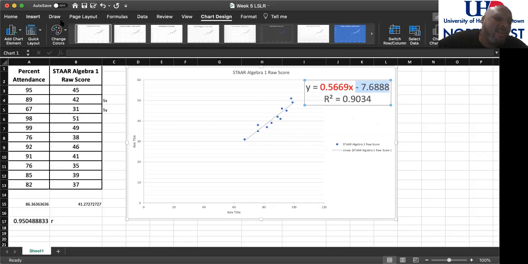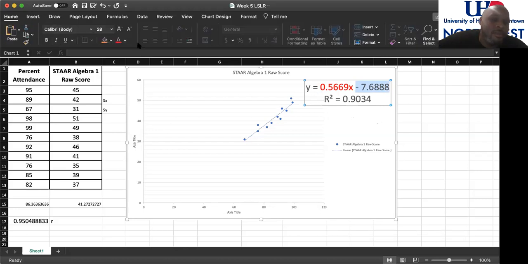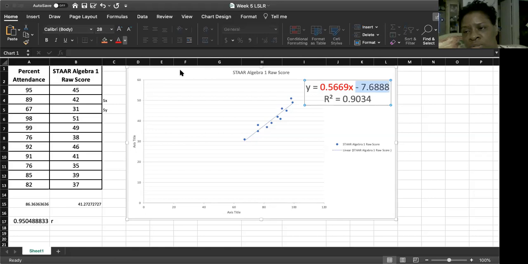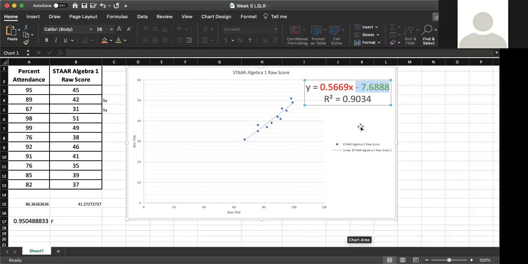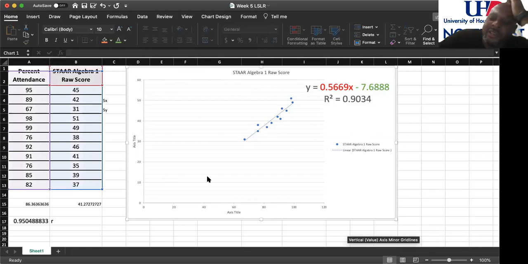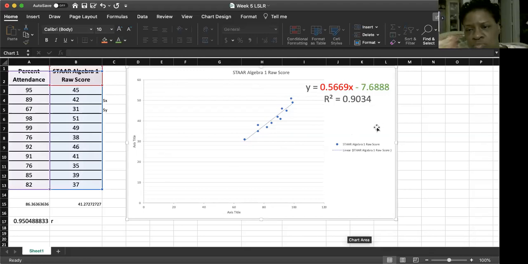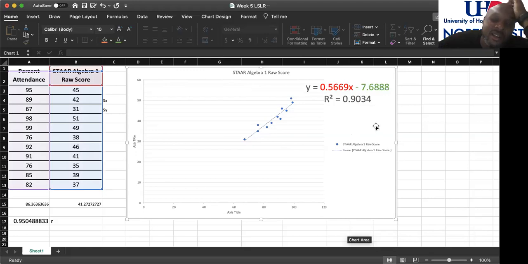What does that negative 7.688 mean, by the way? Think about that real quick. It's the prediction of where the line touches the y-axis, that's where it's going to land. In terms of this problem, that's what it means. It's actually the y-intercept. That means your x value is going to be 0. And x stands for attendance, right?